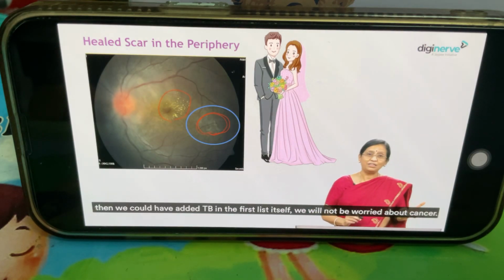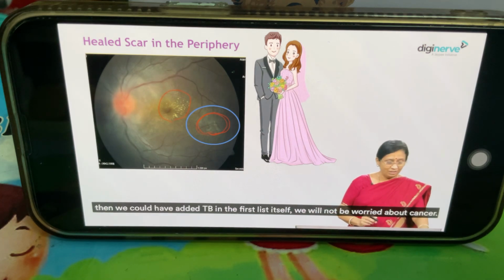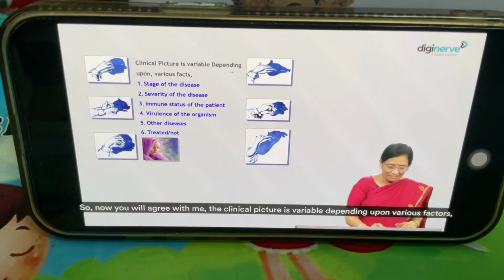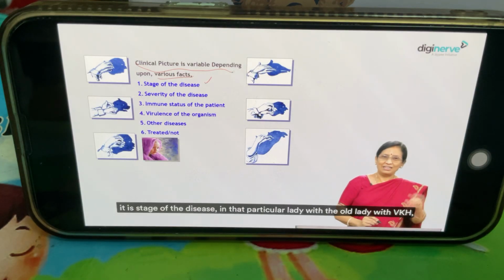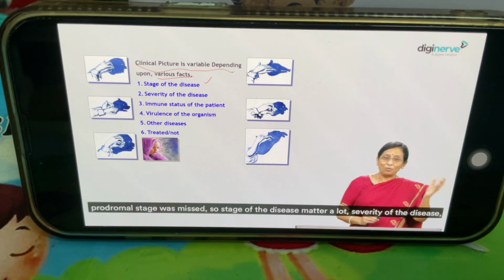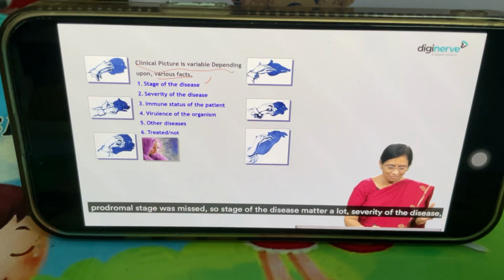Then we could have added TB in the first list itself. We will not be worried about cancer. So now you will agree with me, the clinical picture is variable depending upon various factors. It is the stage of the disease. In that particular old lady with VKH, the prodromal stage was missed. So the stage of the disease matters a lot.